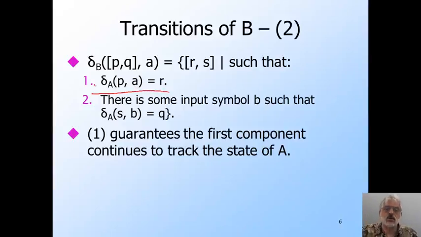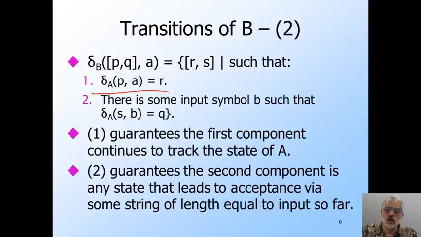That's this. We could prove by simple induction on the length of W that the first component of B's state after reading W is always the state A would be in after reading W, but we won't do the proof. We can also prove by induction on the length of the input that the second component of B's state can be all and only the states of A that reach an accepting state by following a path whose length is exactly the same as the length of the input B has read so far.